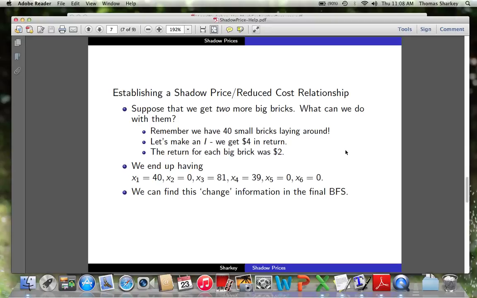And it turns out that we can vary our basic variables, keeping that optimal basic feasible solution the same, but changing the values of the variables in it that are basic. x1 remains at 40, x3 now increases by 1 to 81, and x4 decreases by 1 to 39. So what actually happens is that we can find all of this kind of information about the changes to the variables in the final basic feasible solution.